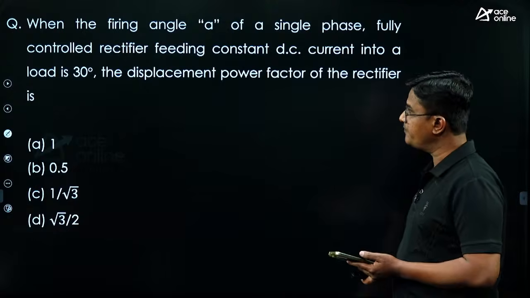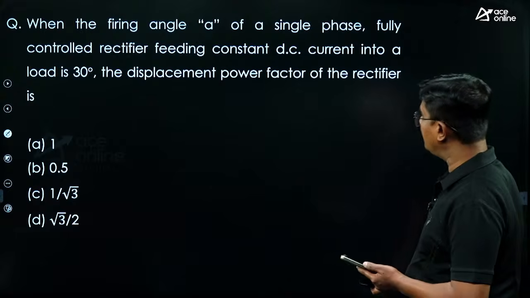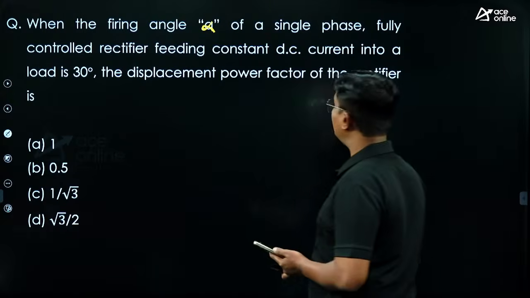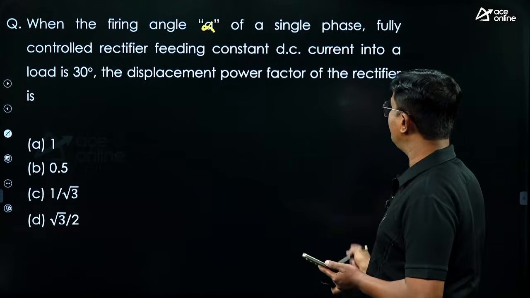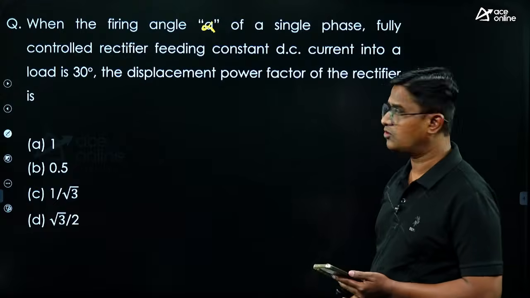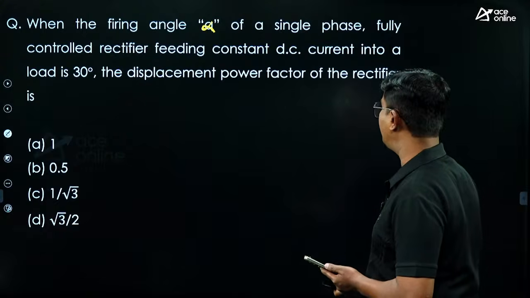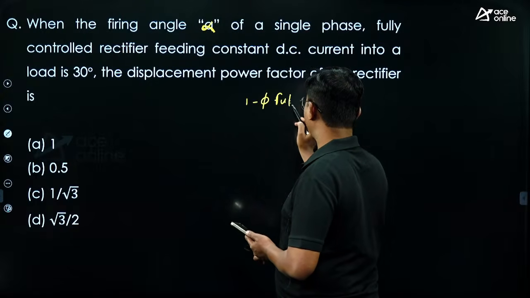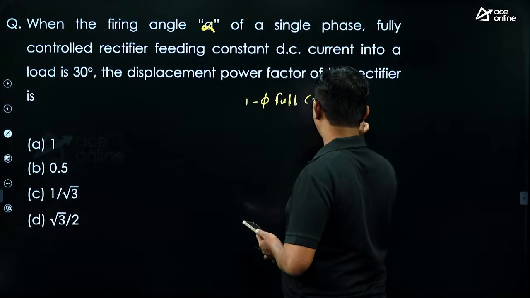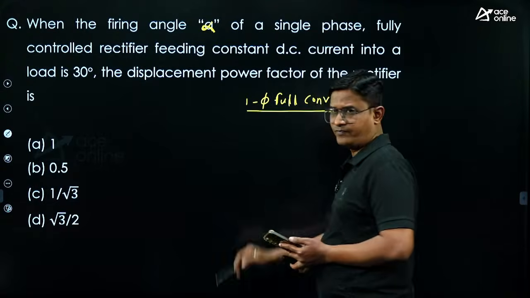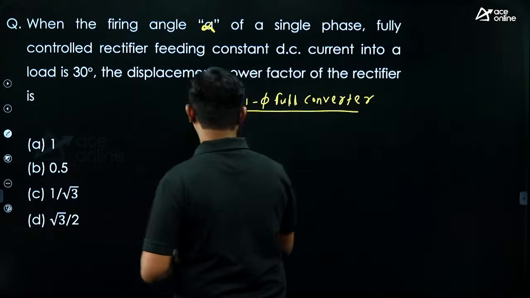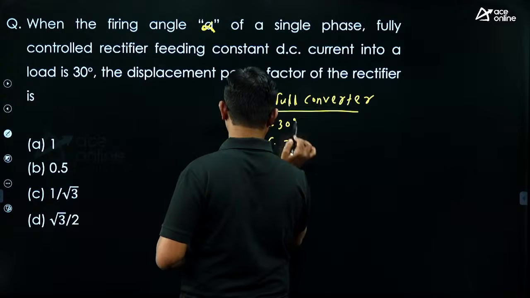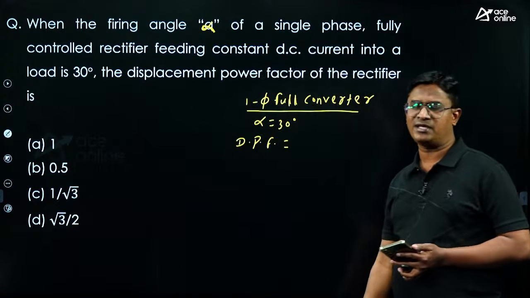Next. When the firing angle alpha of a single phase fully controlled rectifier feeding constant DC current, that is a highly inductive load, is 30 degree, what is the displacement power factor? Single phase full converter, load is highly inductive, firing angle alpha is 30 degree, and they are asking for the displacement power factor, that is DPF. For highly inductive load, how to find the input power factor?